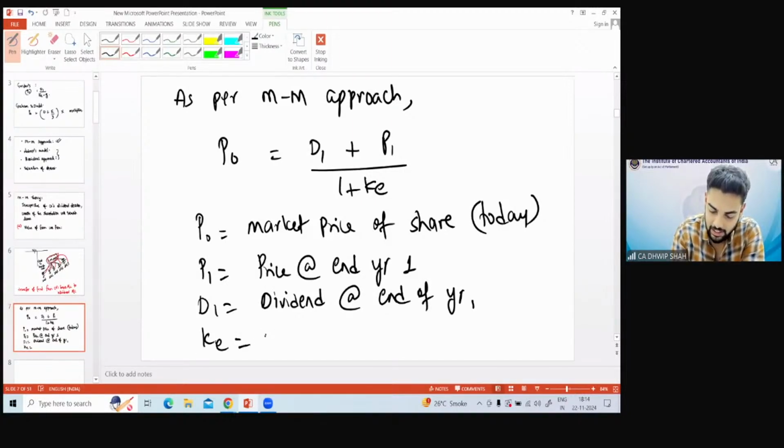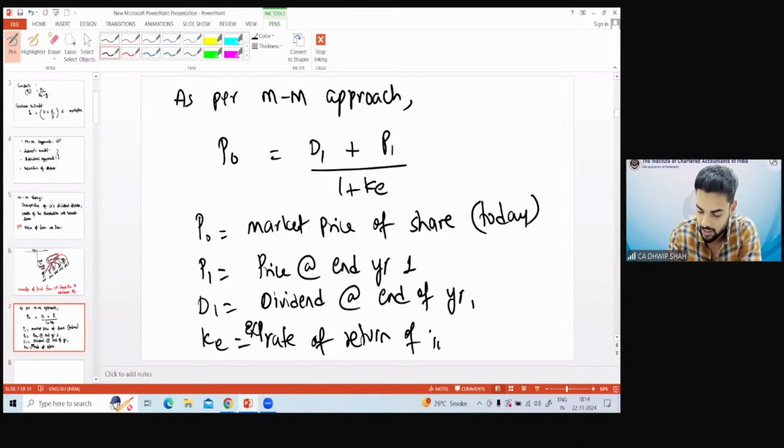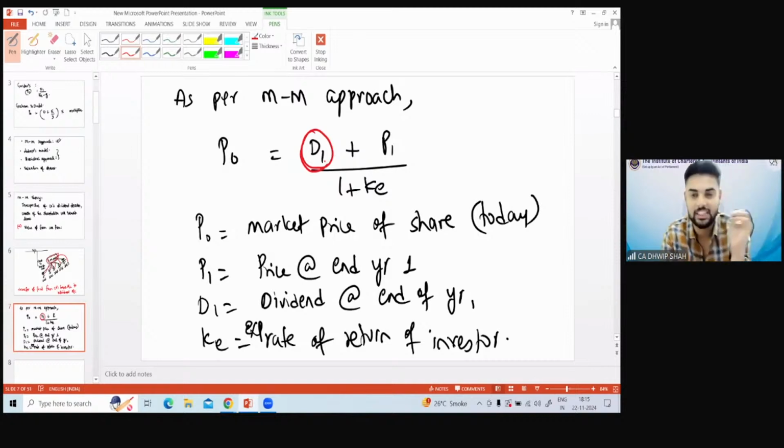KE is the rate of return of the investor. Whatever they expect is a return to them and a cost to the company. So it is the expected rate of return of the investor. So basically, MM said that the share price of today is dependent primarily on two factors: the expected dividend in the coming year and the expected price of the share in the coming year. You just discount these two factors.